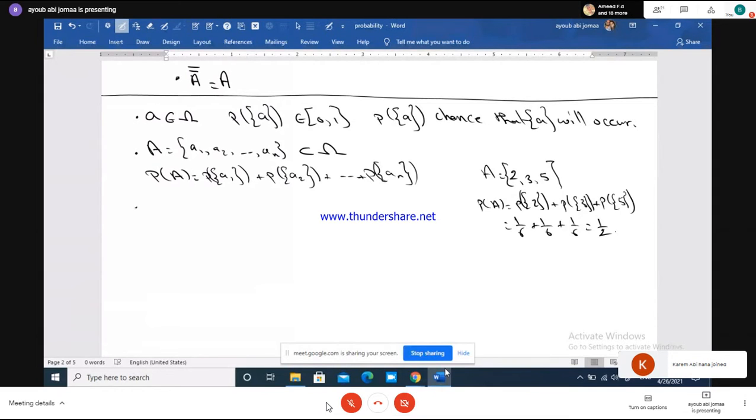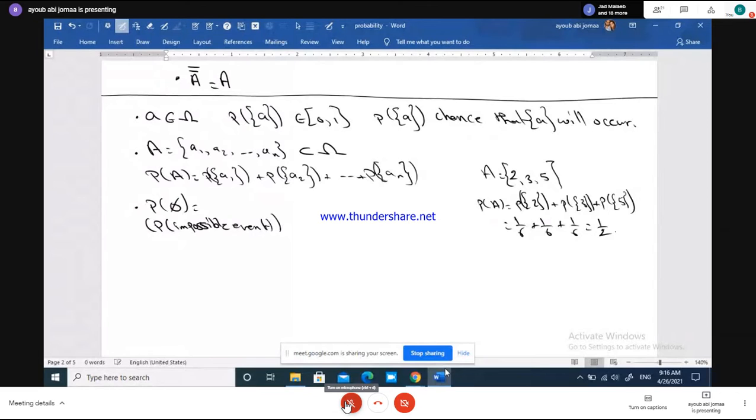What is the probability of the empty set? The probability of the empty set, the probability of the impossible event, is 0. It's equal to 0, since it's impossible.